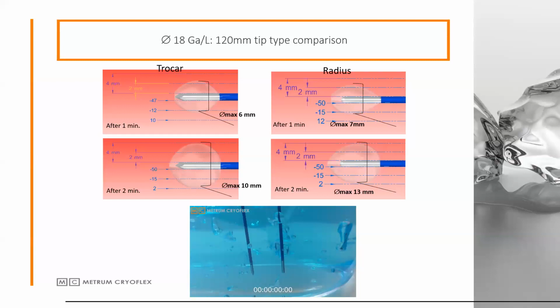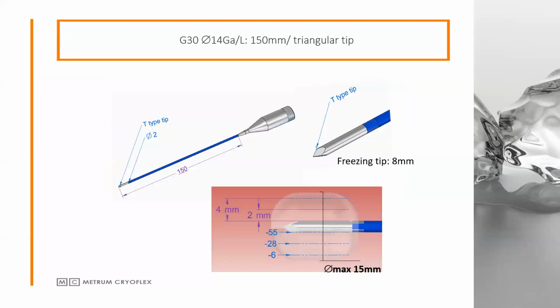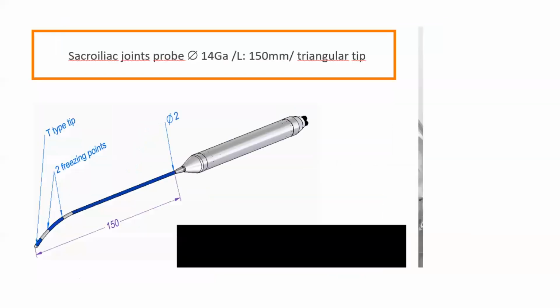For example, if you're doing hip or genicular nerves, you need a bigger surface area, so you better use a larger probe or longer probe if it's a deep structure. You also have 15 centimeter probes. They are 14 gauge, triangular tip, and they give you up to 15 millimeter in the diameter of the snowball. And this can be used also for structures where you need to ablate or freeze a bigger surface area.